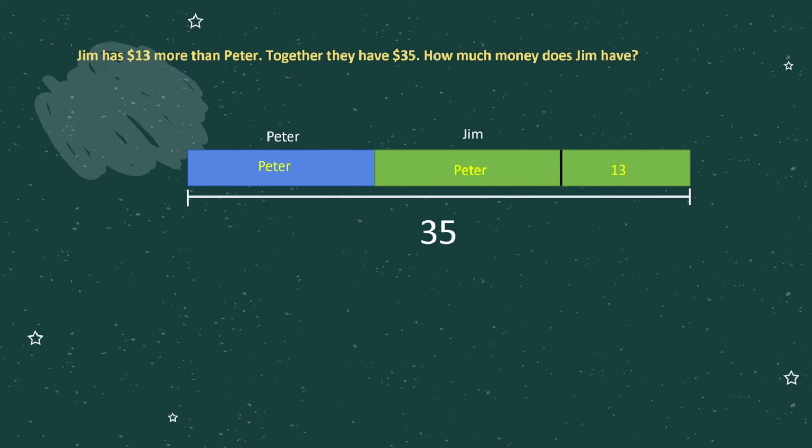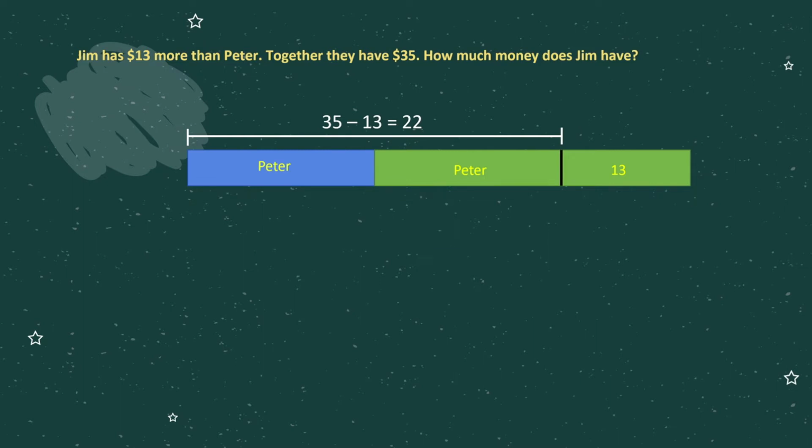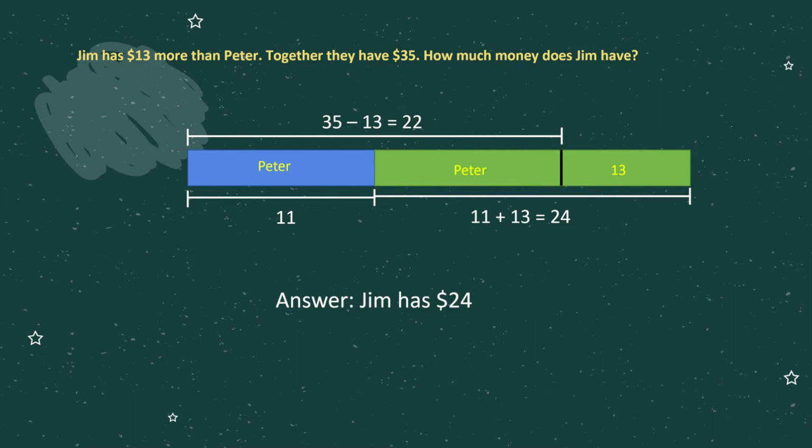But we know that the right end of this bar is 13. This means that this part of the bar is 35 minus 13 equals 22. But this is also the length of two Peter's bars. That means that this part, which is Peter, is 11. And therefore, Jim is 11 plus 13 equals 24. Simple, isn't it?